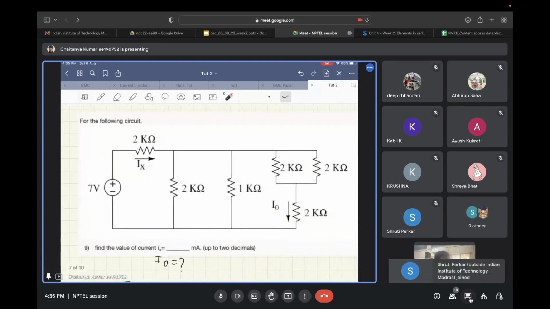Okay. Now in this question, you need to find the value of I naught as well as Ix. Please try it out.